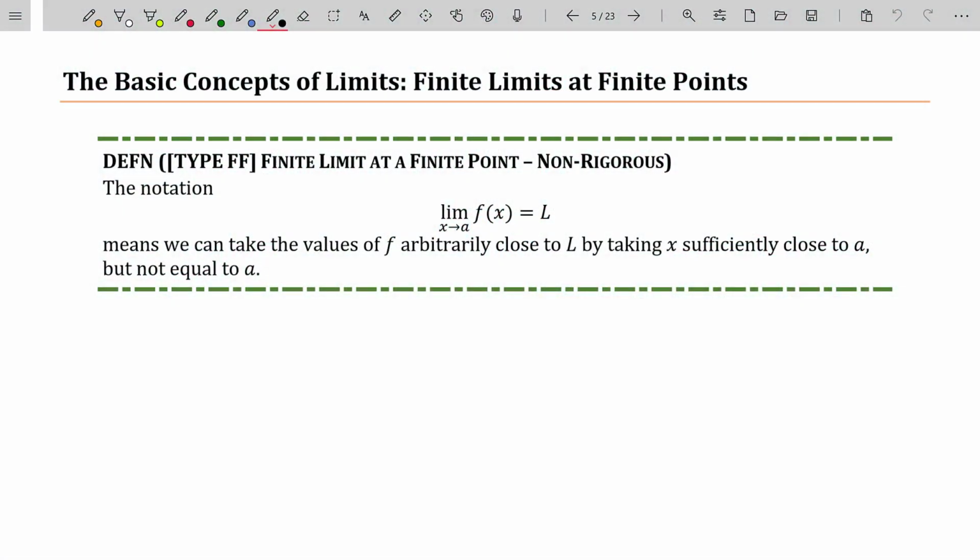Hello, my name is Roy Simpson, professor of mathematics at Cosumnes River College in Sacramento, California. This video is dedicated to moving into limits. This is your first exposure to limits in a calculus setting, or hopefully it is.